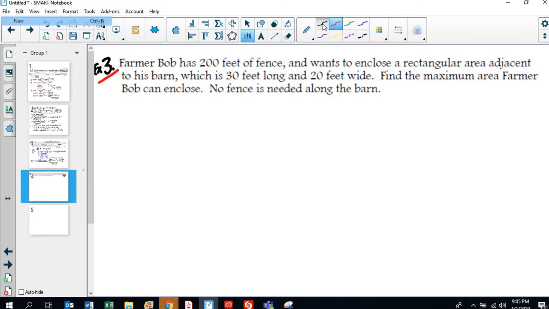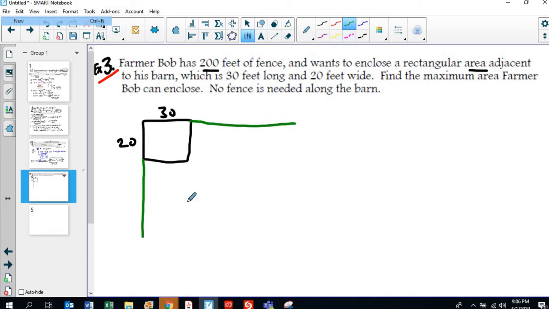So now for problem 3, we're going to do the same kind of thing. We need to draw a picture here. We've got Farmer Bob with 200 feet of fence, and he wants to enclose a rectangular area next to his barn. He's got this barn here, which is 30 by 20. We're going to draw it out where this is 30 feet on the side and 20 feet wide. Let's do the fence in green or something different. He's going to build the fence off of that barn so that his animals can get from the barn out into the field here.